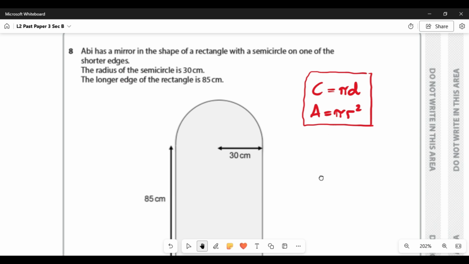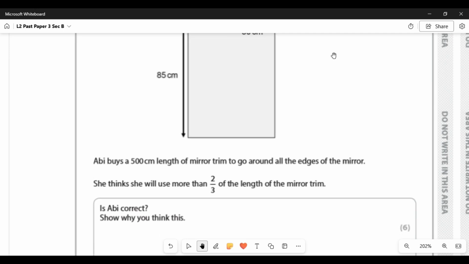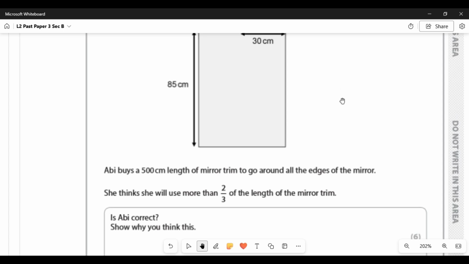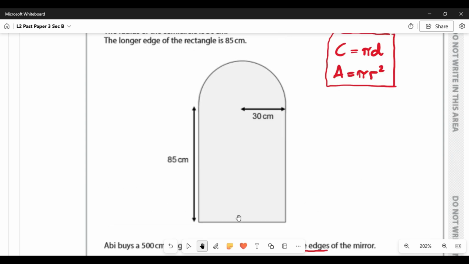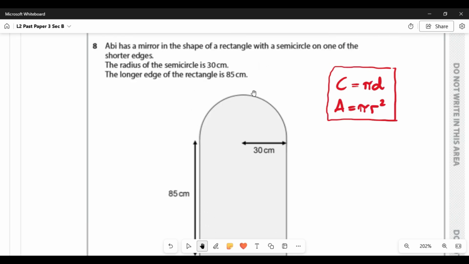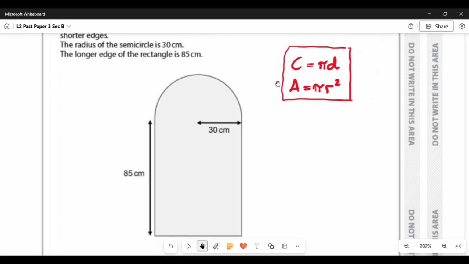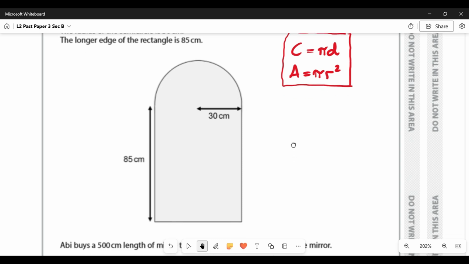You just have to look for the clues in the question to tell you, is it to do with circumference or is it to do with area? That's what you should ask yourself first before you attempt this question. And here's the big clue. The mirror trim is going to go around all the edges of the mirror. So that goes all the way around. That is definitely to do with the perimeter. Or in this case, with the circle or semicircle, that will be to do with circumference. So definitely cherry pie is delicious. That's the one we're going to use. And because it's a semicircle, we will have to halve our answer as well.